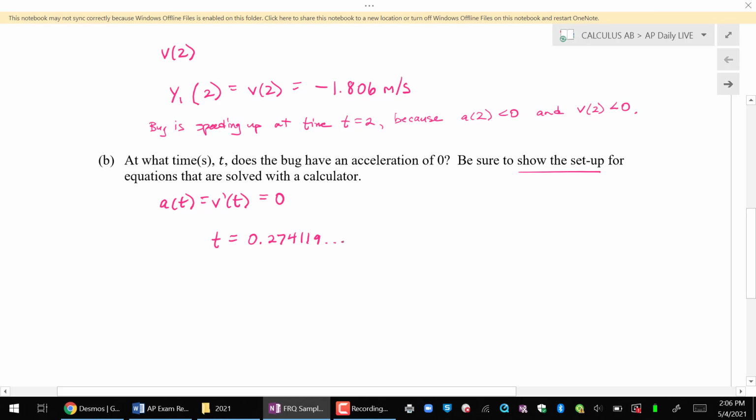0.274119 is one of those zeros, and then the other one is 3.5619. So 2 times. Show the setup, show the equations, and I did that right here. Letter C.